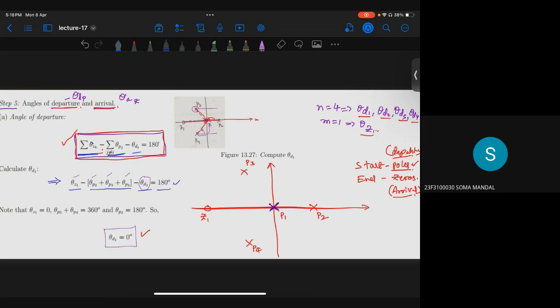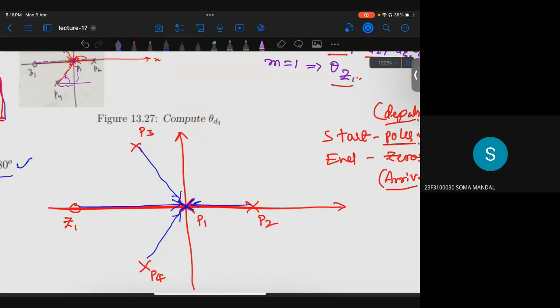Now what we do here is, from this to this P1, draw the arrows from all other poles and zeros. So this is the zero, this is the arrow. This is a pole, this is the arrow. This is a pole, this is the arrow. This is a pole, this is the arrow. Is this clear? Now calculate the angles. So how do we calculate an angle?